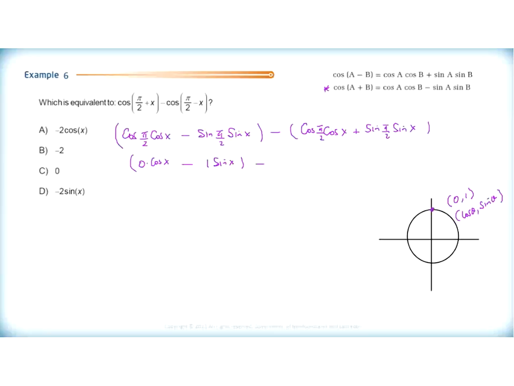Subtract the cosine of pi over 2, again, is 0, times cosine x, plus the sine of pi over 2, which is 1, times sine x. Of course, 0 times cosine is 0. I got a minus sine x, subtract 1 sine x. That gives me a minus sine x, and a minus sine x is a minus 2 sine x. Minus 2 sine x. Correct answer is D.